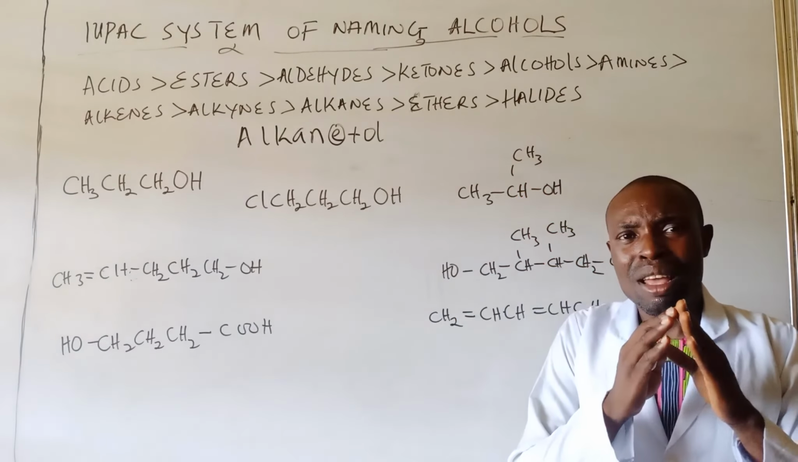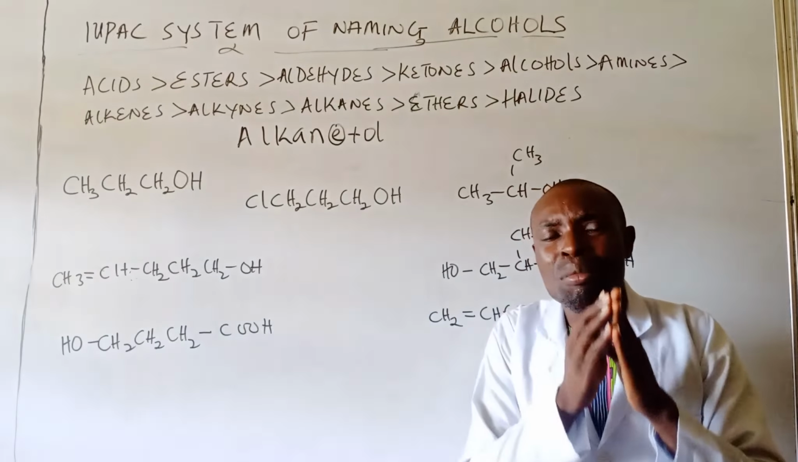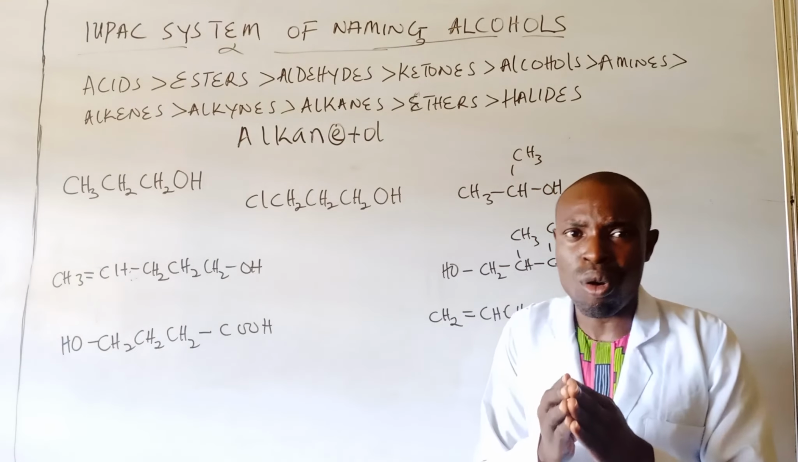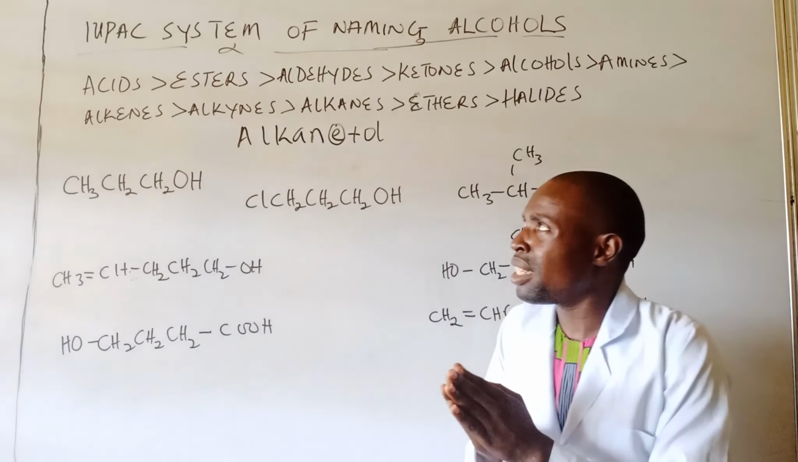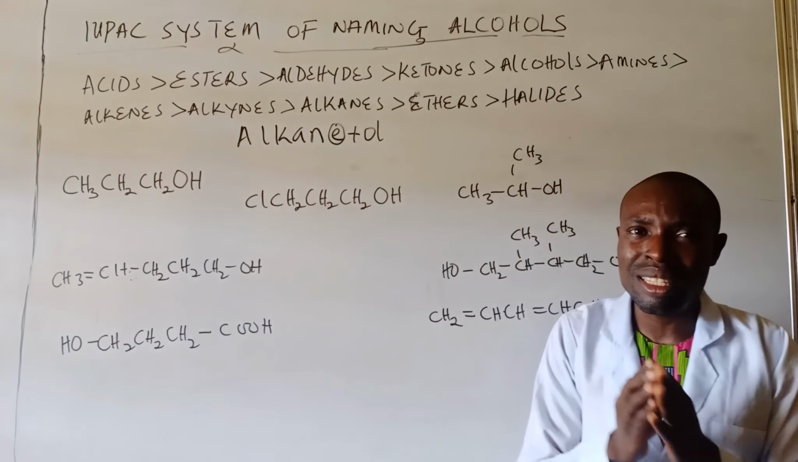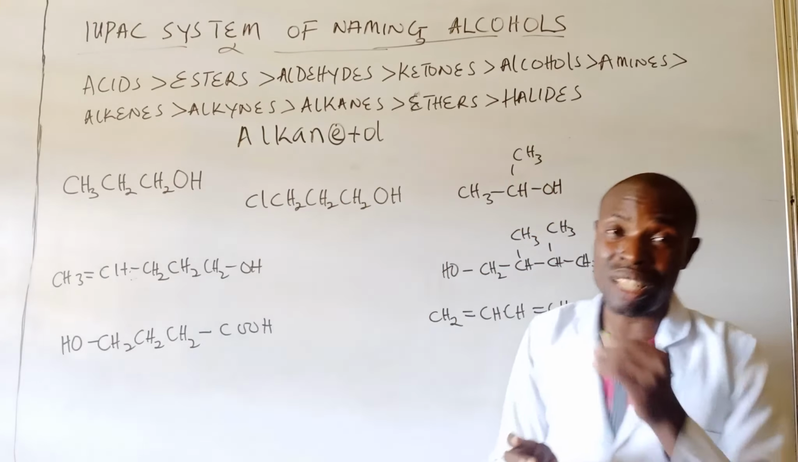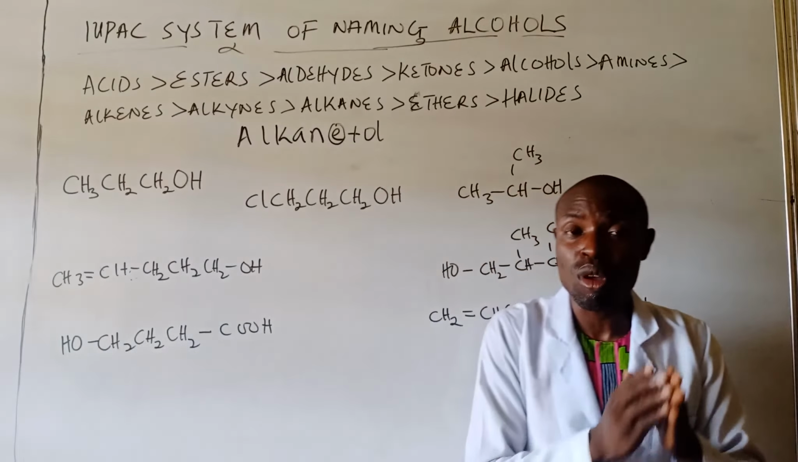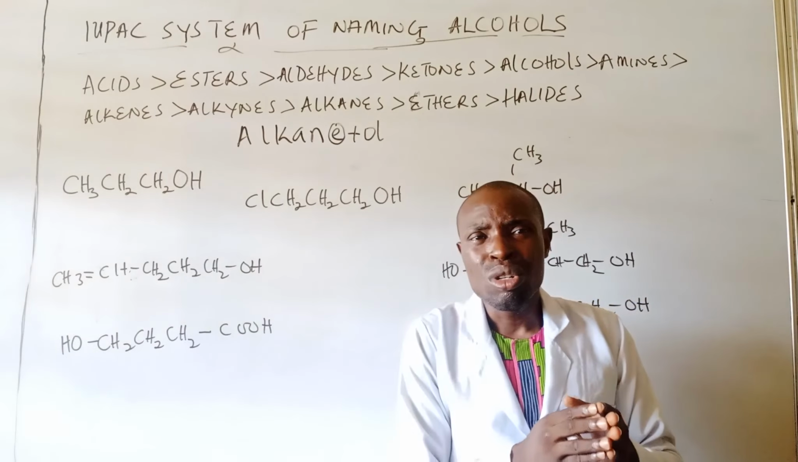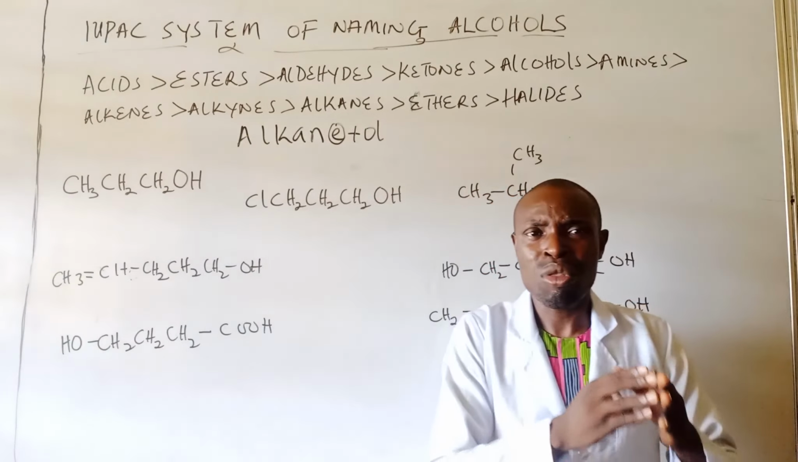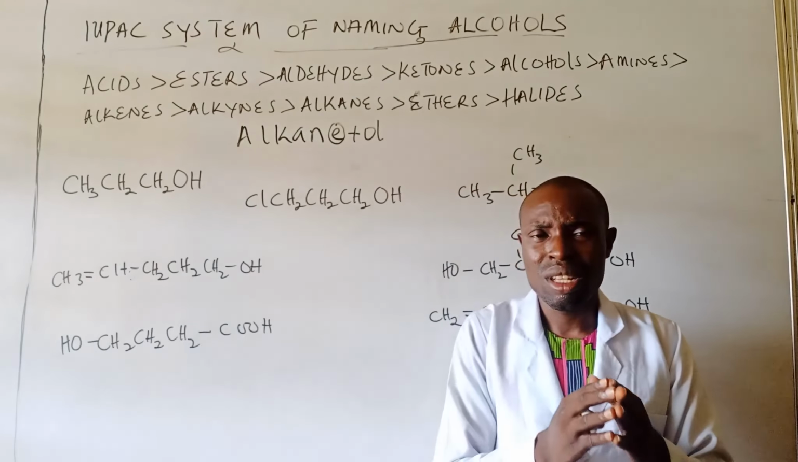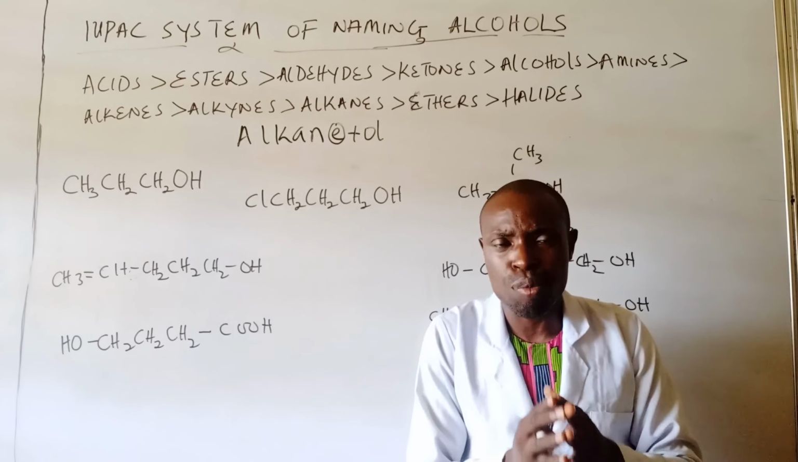Today we're going to be talking about the last episode on the naming of alcohol. In this one, it is called the IUPAC system of naming of alcohol. We've talked about the common system in our previous video. We've also talked about the carbinol system. Now is what we call the IUPAC system.